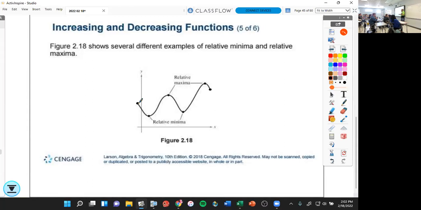Does this graph have an absolute minimum? Does it appear that this point right here is in fact the lowest? So these two relative minima actually consist of the absolute minimum. Pretty straightforward.